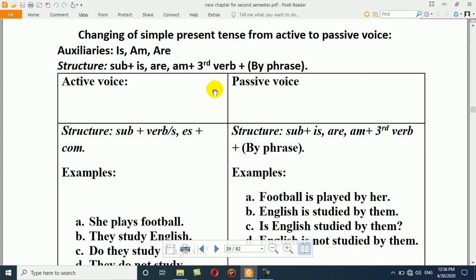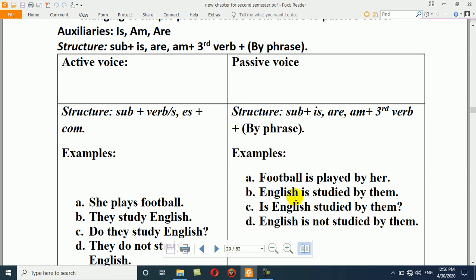We'll have these structures and we'll have the examples in both cases, in active voice and in passive voice as well. So the general structure of passive voice we have for simple present tense: subject plus is/am/are, and then third form of the verb, then by phrase. Is, am, are, there are two verbs and there are auxiliaries here, right? Helping verbs. So this is the positive structure of simple present tense.